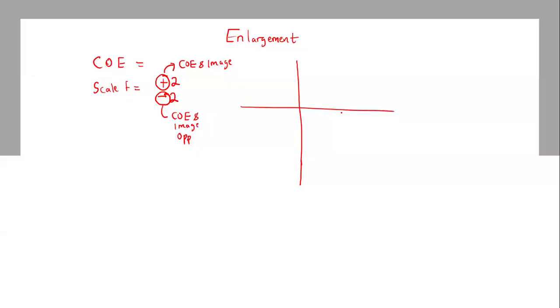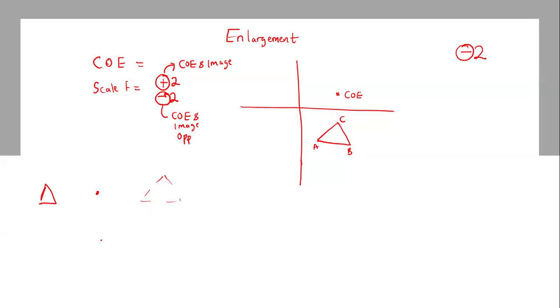Take an example. If I have this as my object, I'm just drawing this as my object. Let me say this is A, this is B, and this is C. And they have given me my center. Let me say my center is at around this point. This is my center of enlargement. In case they give me to enlarge it by a negative 2, this means that my object and image are going to be on the opposite side of the center of enlargement. It means that if this is your center of enlargement, your object will be this side, your image is going to be this side. That is the meaning.